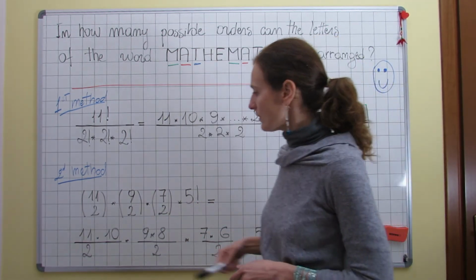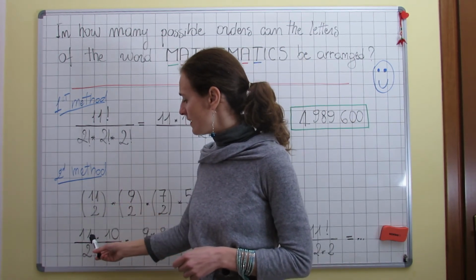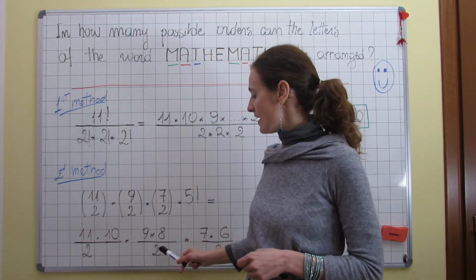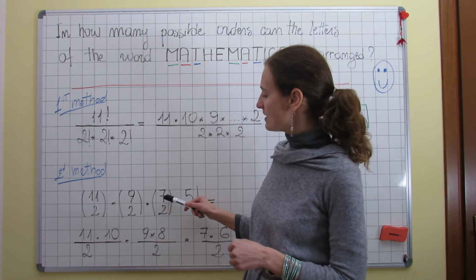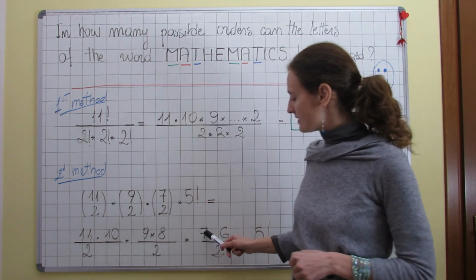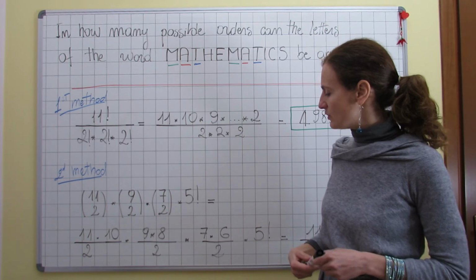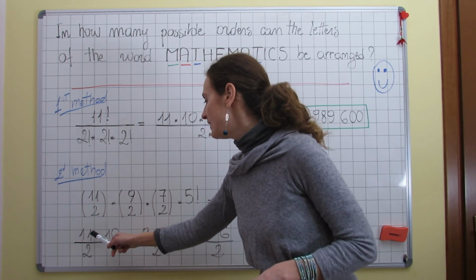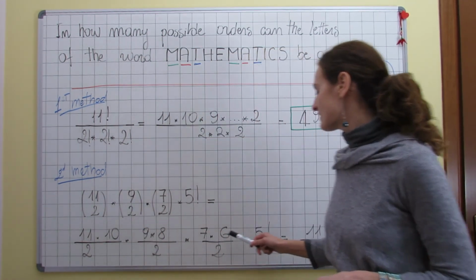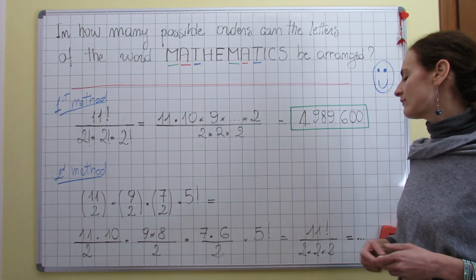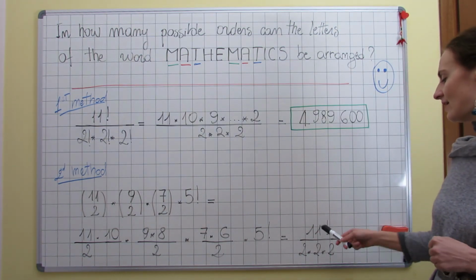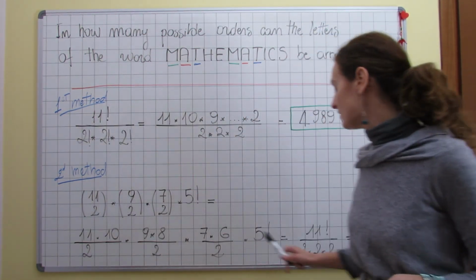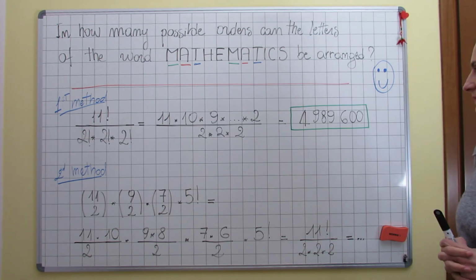If you develop, you find 11 binomial 2 is 11 times 10 divided by 2. This is 9 times 8 divided by 2, and this is 7 times 6 divided by 2. So now all the factors here, 11 times 10 times 9 times 8, etc., etc., until times 5 factorial, is exactly 11 factorial. Divided by 2 times 2 times 2. So you find exactly the same final result.